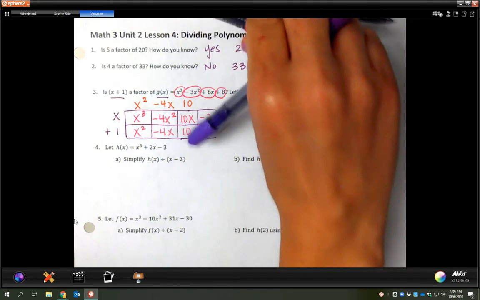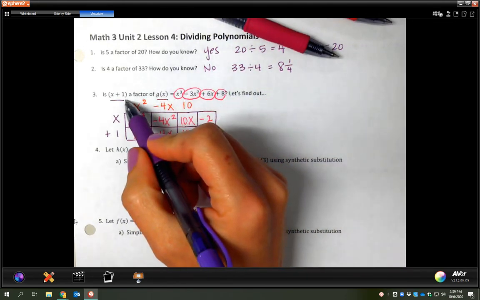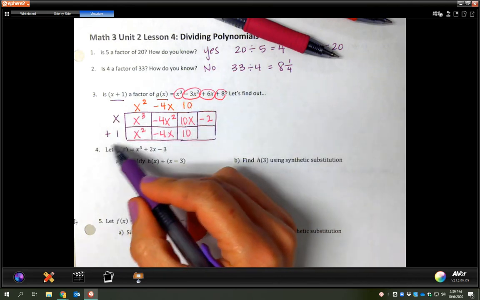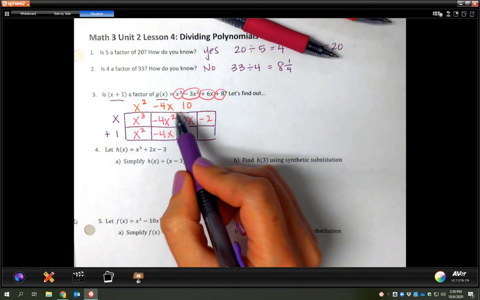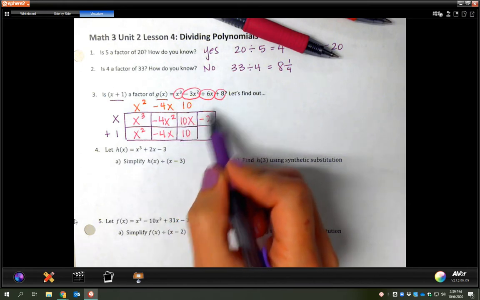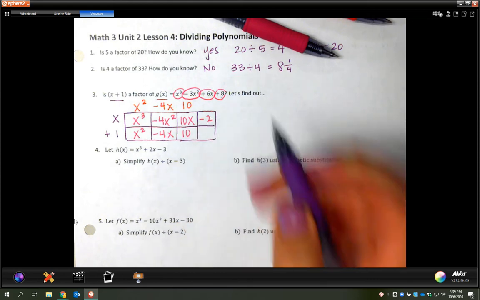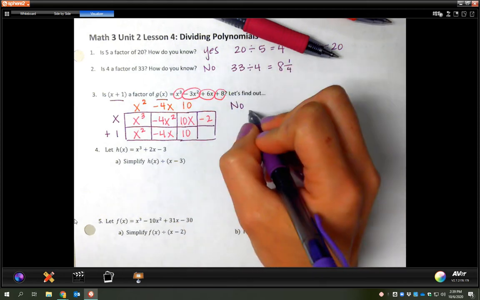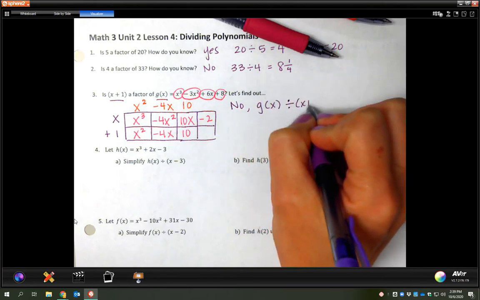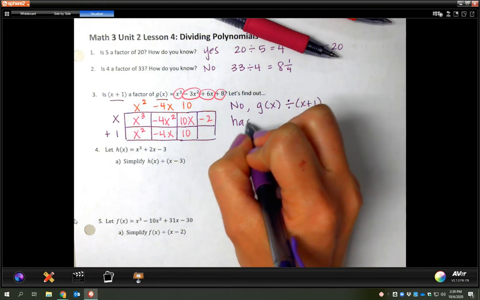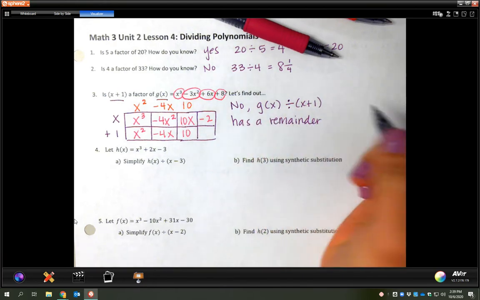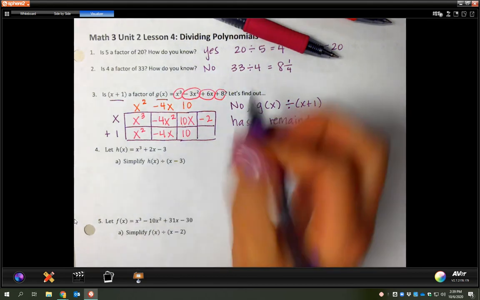But basically, I can just stop. It just asked if x plus 1 was a factor, and I divided by x plus 1. That's what I did here. I got this so far, and it didn't work out at the end. I got 10 instead of 8. It doesn't work out perfectly. In fact, we get this remainder. So I'm going to say no. G of x divided by x plus 1 has a remainder. So that's why x plus 1 is not a factor.